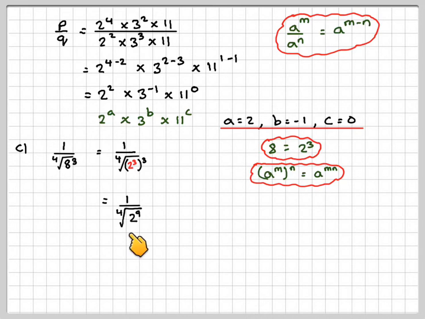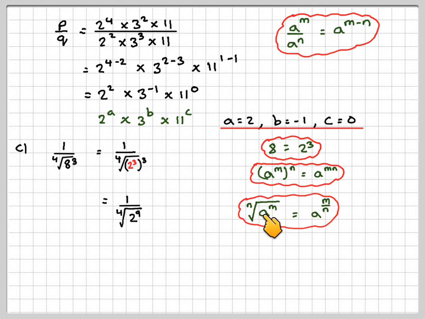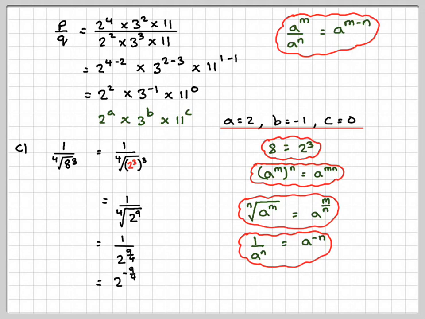So it's 1 over the fourth root of 2 to the 9. Now, if you take the nth root of a to the m, it's equal to a to the m over n. So this here will become 1 over 2 to the 9 over 4. And then 1 over a to the n is a to the minus n. So we just broke it into little steps. This will become 2 to the minus 9 over 4, because we were asked to write it 2 to the power of n. So therefore n is equal to minus 9 over 4.